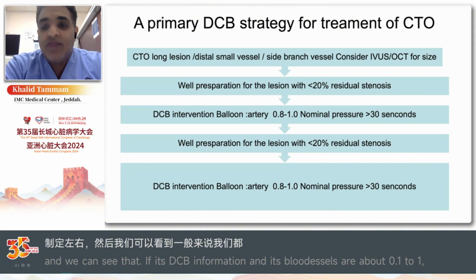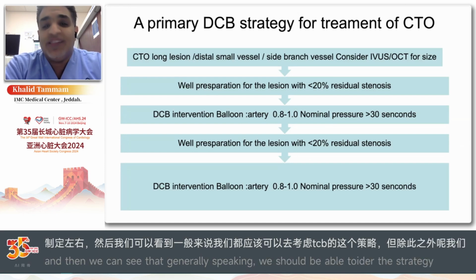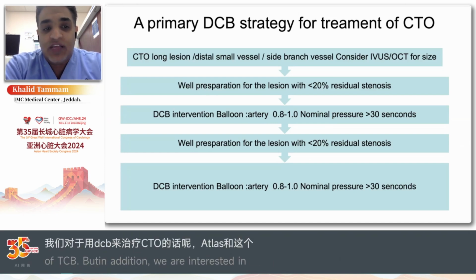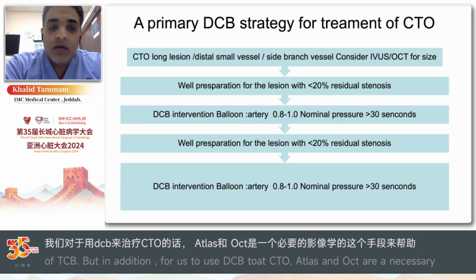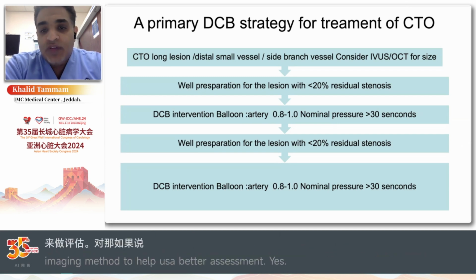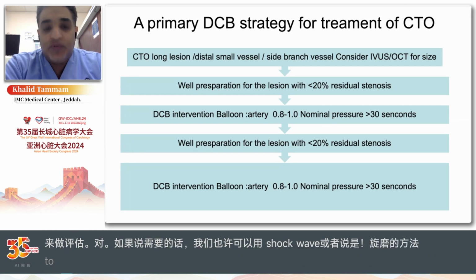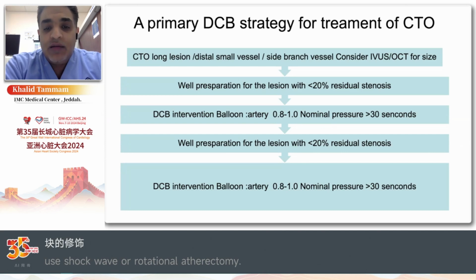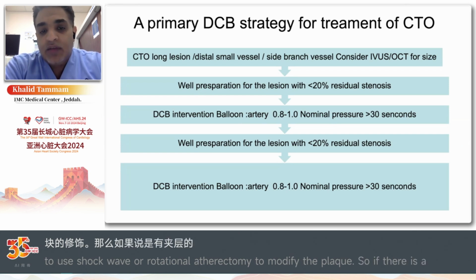And of course, IVUS and OCT are mandatory to use the proper size, one-to-one DCB, and for good preparation of the artery before we start. Good preparation means balloon atherectomy, or high-pressure balloon, or Shockwave if you have it, to achieve residual stenosis of less than 20%. If you have a non-flow-limited dissection, we don't care. If we have good flow, we will apply DCB, and that's it.